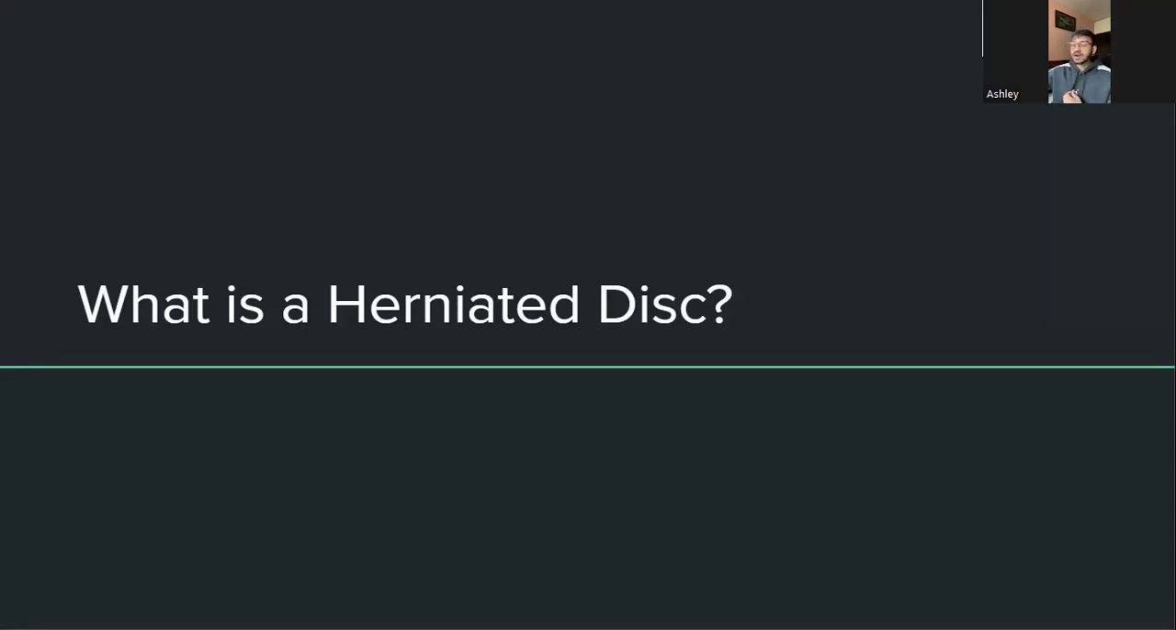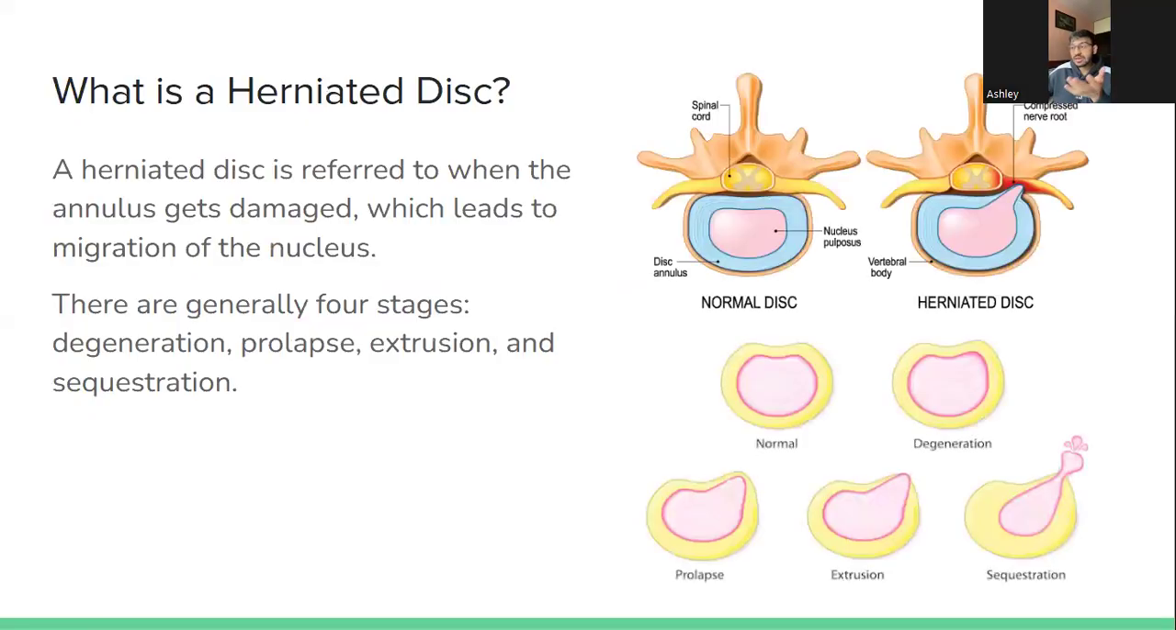Okay. Now we will go on to what is a herniated disc. Now we understood everything about a disc, right? Now we want to come to the main topic, which is the herniated disc. Basically, you can see in the picture, this is a normal disc. The nucleus pulposus is sitting nicely inside. In a herniated disc, it has come out. How did it come out?